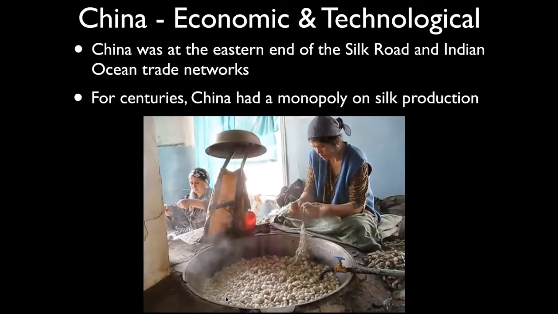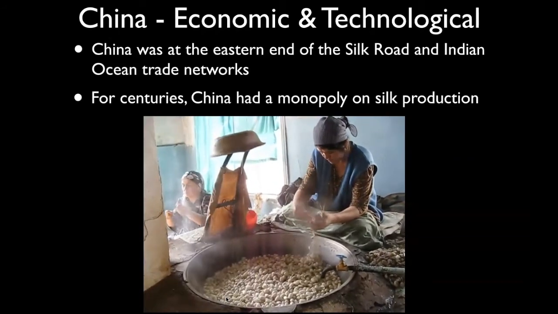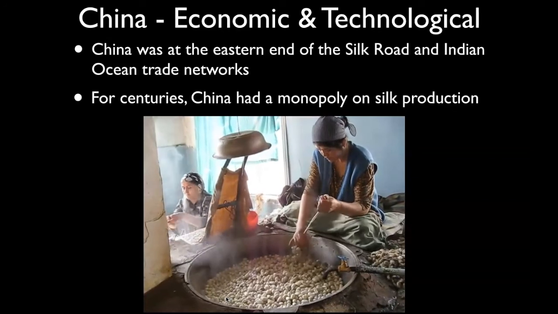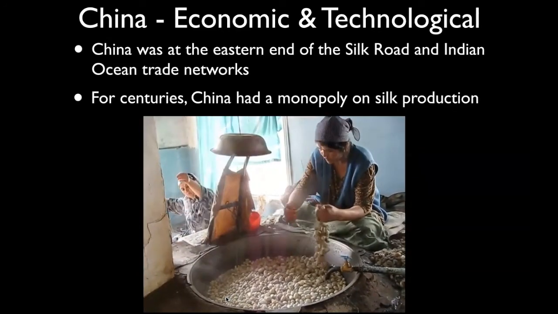So for centuries, China had a monopoly on silk production, and silk is incredible. It really possesses three key characteristics that make it the super fabric. One, it's super lightweight, so it makes it easier to transport and carry, especially when you're carrying it across that Silk Road. Second, it's shiny and pretty to look at. And third, it's very durable. It's a very strong fabric. And so silk was in incredibly high demand in other parts of the world, including India, the Middle East, Europe.